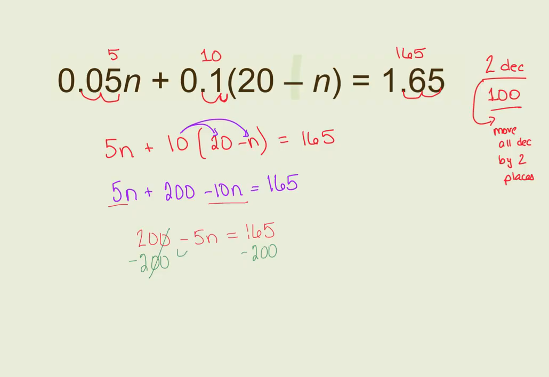Cancel here. That negative is going to stay with that 5 in. So leave that there. And then we have the 165 minus the 200 gives us negative 35. And then we can finish this problem dividing both sides by negative 5, and you will have that n equals 7.